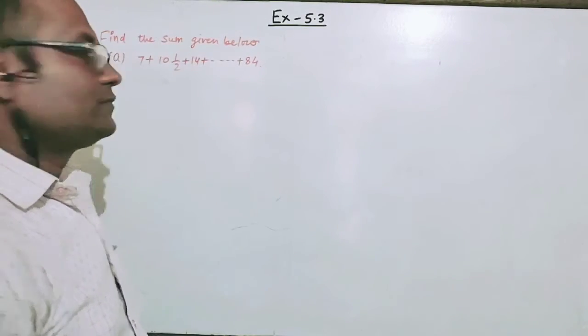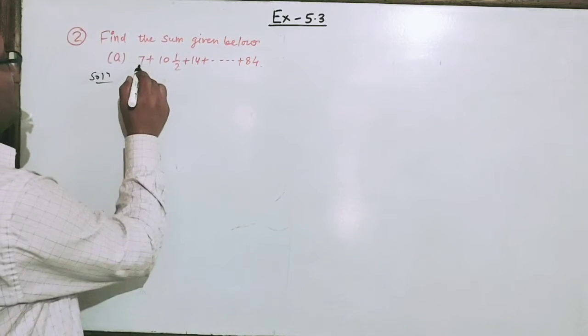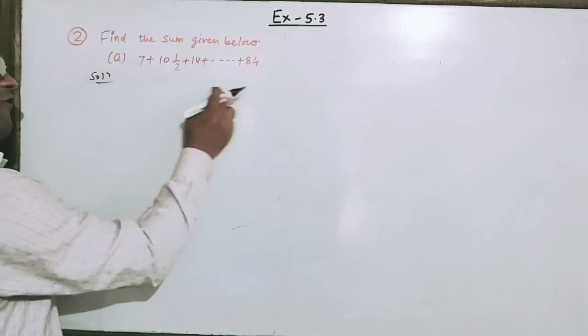Question number 2, first part A. Find the sum given below. 7 plus 10 and a half plus 14 plus dot dot dot 34. You have to find out the sum of A.